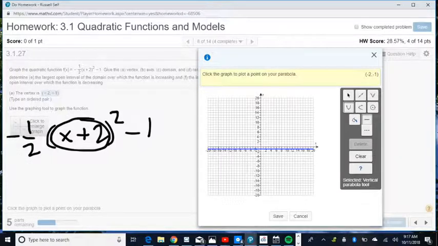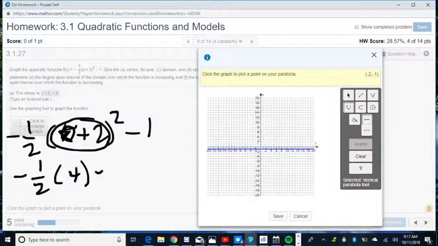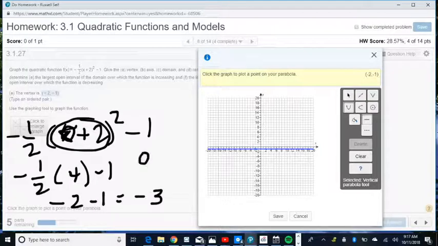Okay? So I'm going to go ahead and put in 0 in place of x. So 0 plus 2 is 2. 2 squared gives me 4. Negative times positive is negative. Half of 4 is 2. So that means that we're going to get -3. So that's the point 0, -3. And that will give us another point on our graph.